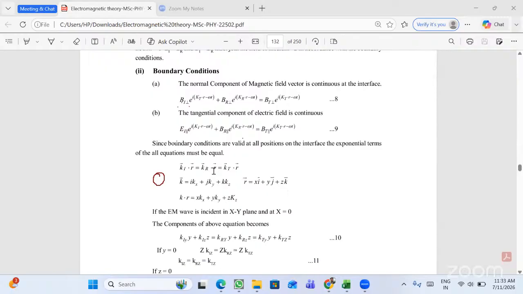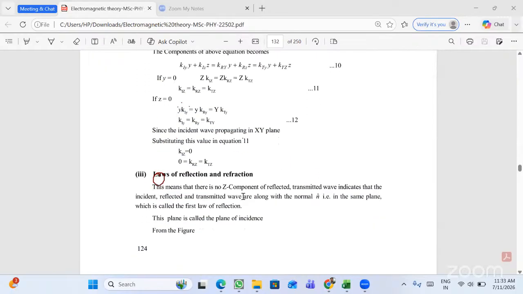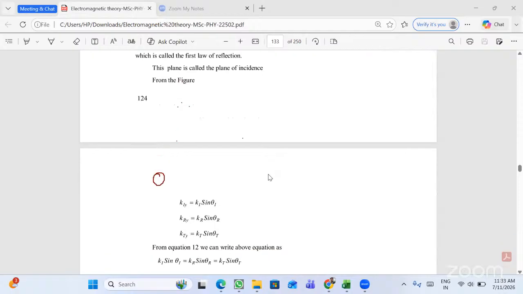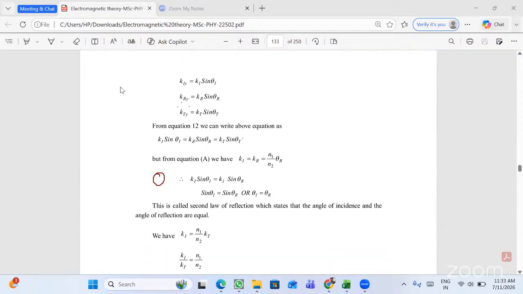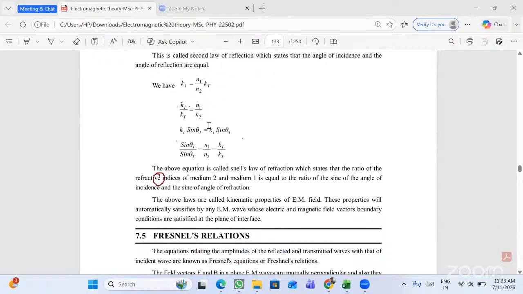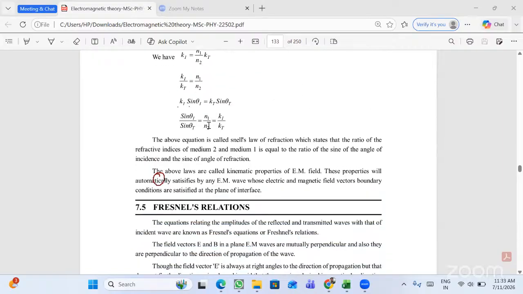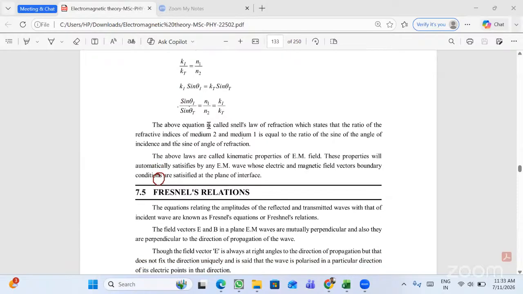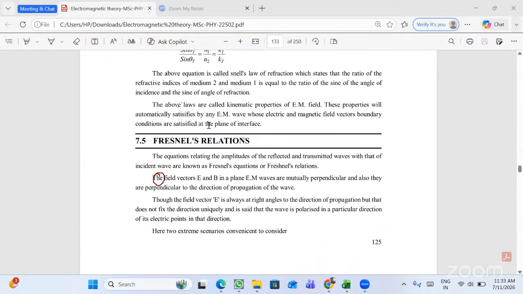This is unit 7, so go through this. In the next class we'll see the next unit, that is unit 8. If you have any doubts, you can ask in the next class, okay?